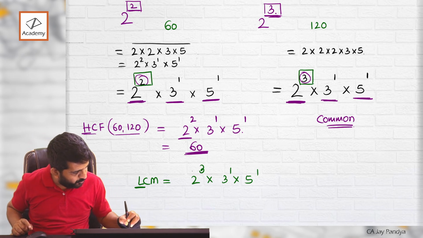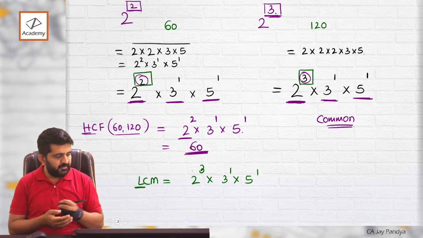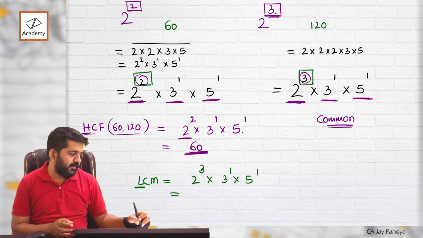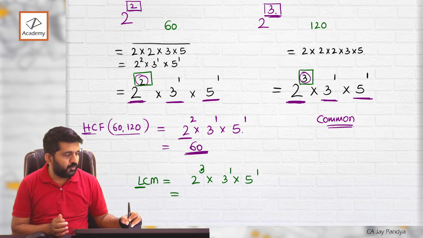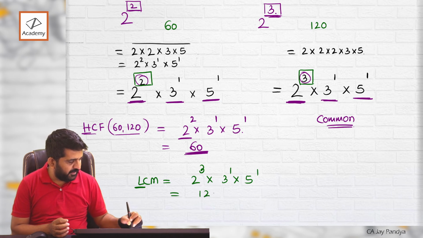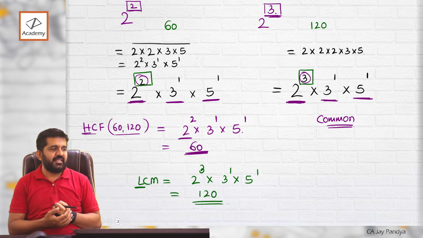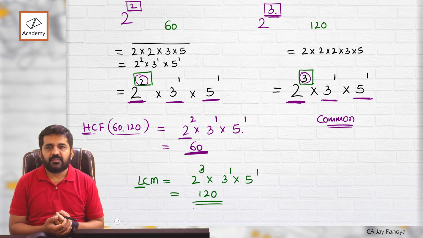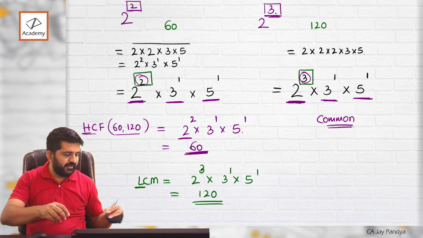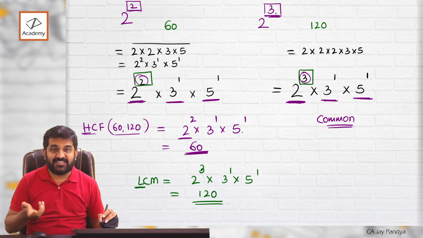So I will write down 2 cube. Right? So 2 cube is 8. 5 3s are 15, 2s are 30, 2s are 60, 2s are 120. 120 is LCM of 60 and 120. Right? So we know how to find out HCF and LCM.